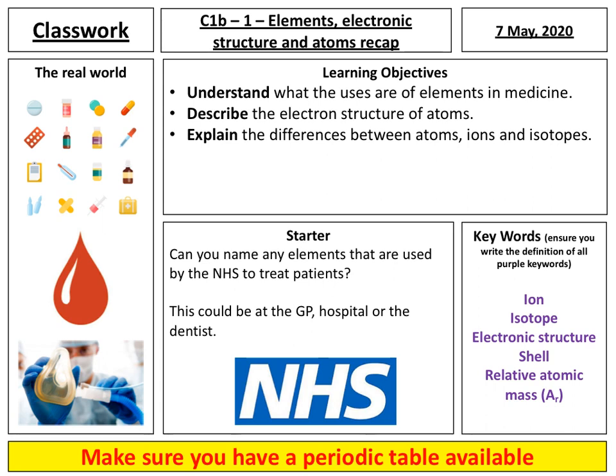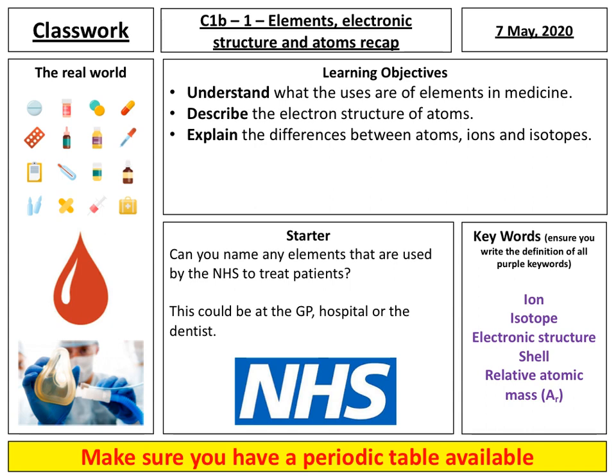We're going to be able to understand what the uses are of elements in medicine, and we're going to describe the electron structure of atoms, and we're going to explain the differences between atoms, ions, and isotopes. So this is all recap, retrieval of lots of information from previous topics, retrieval of information from the periodic table and that kind of thing. So more about doing stuff and going back, rewriting notes, creating flashcards, writing on post-it notes, getting down all of your keywords, finding definitions, that kind of stuff.